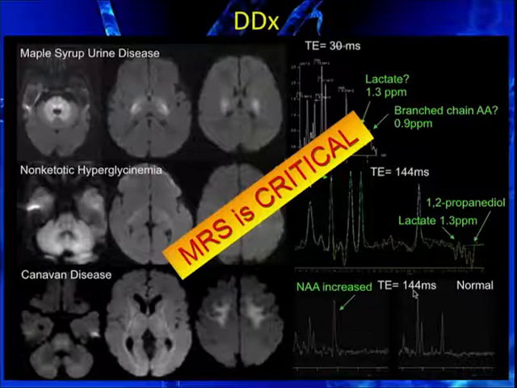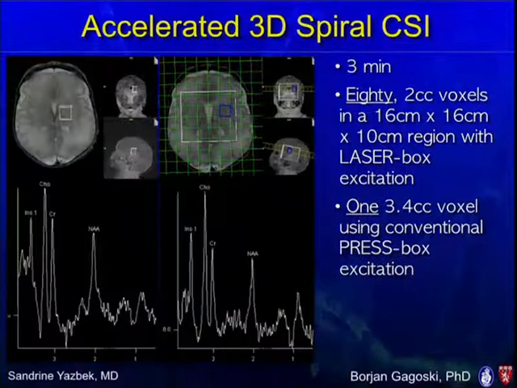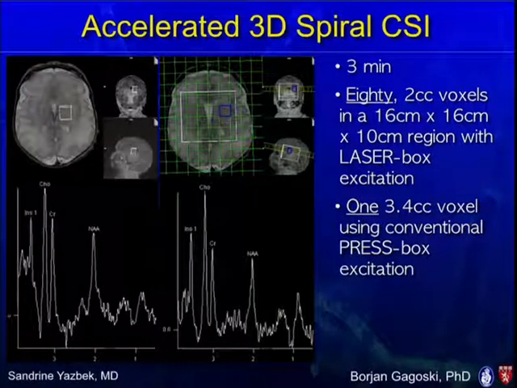It hasn't been that popular, and I think there are improvements that are going to change that. We were presented last year by one of our fellows, Sandrine, with our accelerated 3D Spiral CSI. It's a 3-minute acquisition, so the same amount of time as a single voxel. It used to be these 3D volumes took 20 minutes, so they were impractical to do in any kind of clinical workflow. Right now we're doing a 2 cc voxel size. You can see equivalent signal to noise, but we get an entire region of the brain with 80 voxels in total.